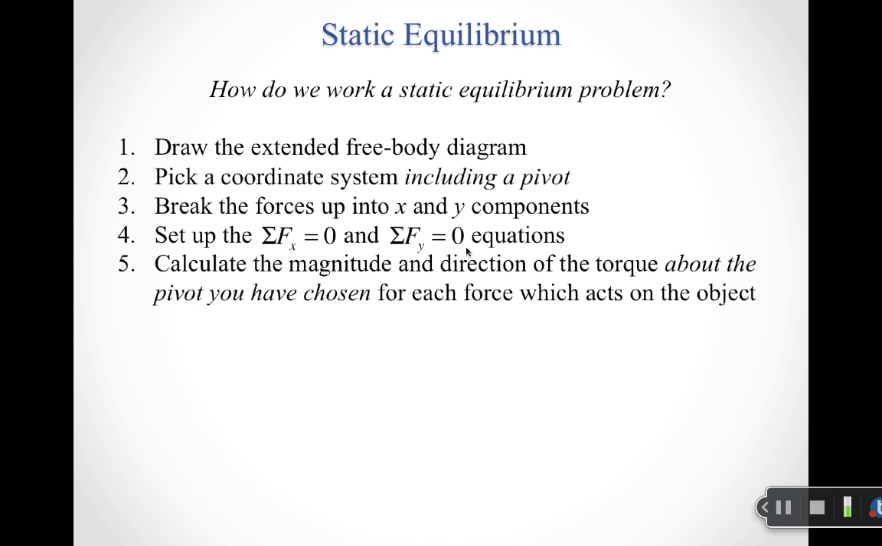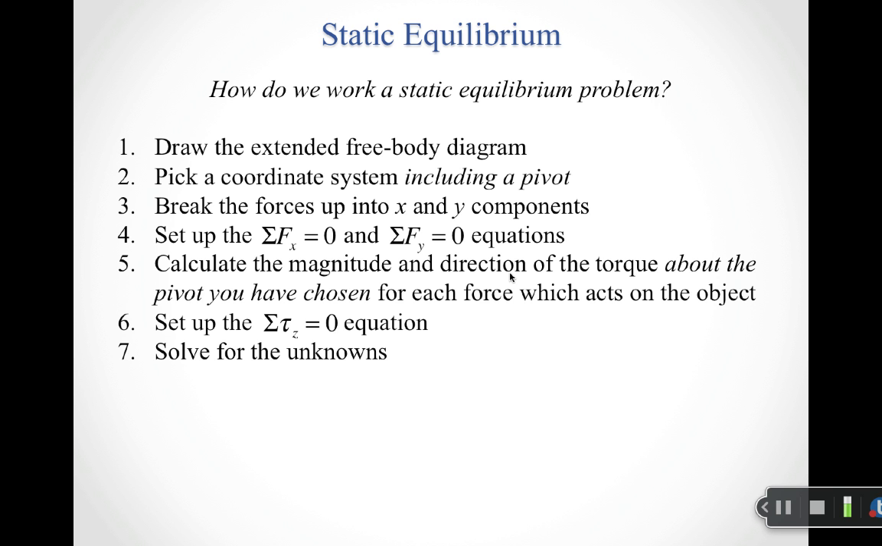Then we need to calculate the magnitude and direction of the torque about the pivot that we picked for each force that acts on the object. Again, this is just like we've spent the last week basically working net torque problems. Well, this is just a net torque problem where here we know that all the torques are going to add up to be 0. So we'll go through our process of calculating the magnitude and direction of the torque that each force is causing, and we'll set up our sum of the torques equation using that information. Basically at that point we've got 3 equations, we've got 3 unknowns, and then we'll just go solve.